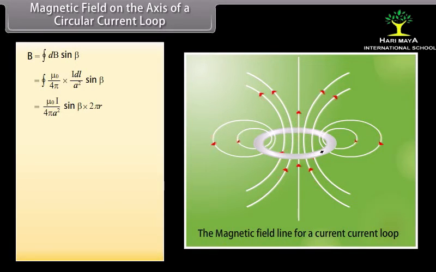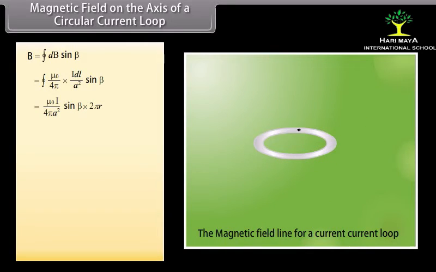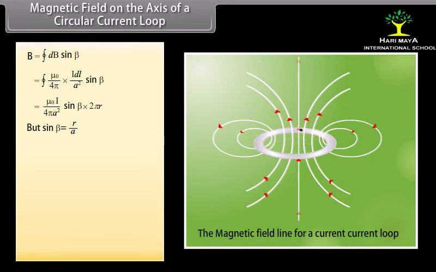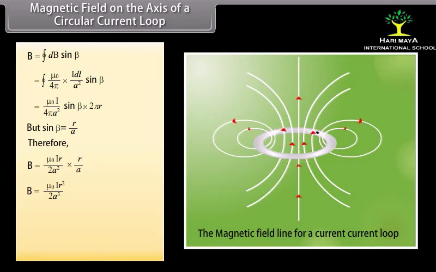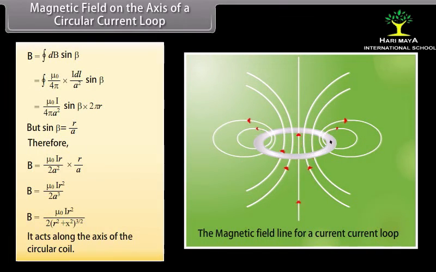By putting the values in this equation, we get the total magnetic field at P equal to mu naught I upon 4 pi a square multiplied by sine beta and 2 pi r. But sine beta is equal to r upon a. Therefore, total magnetic field at P is equal to mu naught I r square divided by 2a cube. We can also write this equation as mu naught I r square divided by 2 r square plus x square within parentheses raised to the power 3 by 2. This magnetic field acts along the axis of the circular coil.